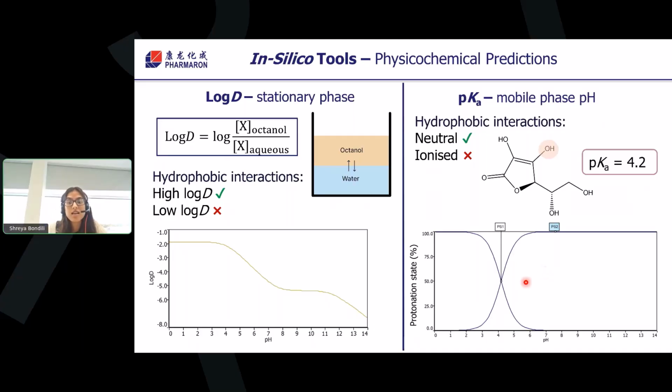So in this case, at pH 2.2 or below, ascorbic acid exists almost entirely in its neutral form. So if you were trying to analyze ascorbic acid by reverse phase chromatography, then you would go for a pH that is below 2.2 in order to maximize its retention.